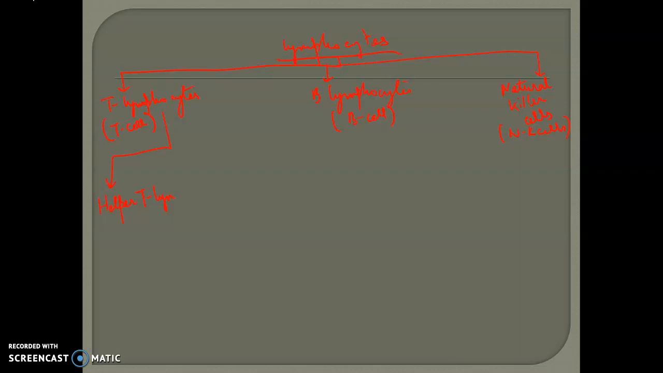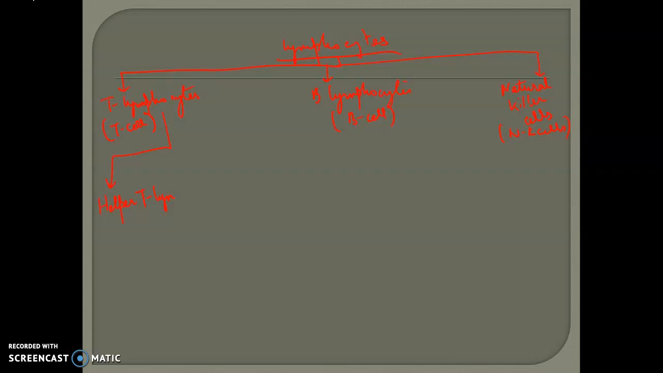Okay, class. So we will start talking about lymphocytes one more time. There are three main types of lymphocytes as I have drawn out here. There are T lymphocytes, also called T cells. There are B lymphocytes, also called B cells. And then some other type of lymphocytes are called natural killer cells. They go by NK cells.